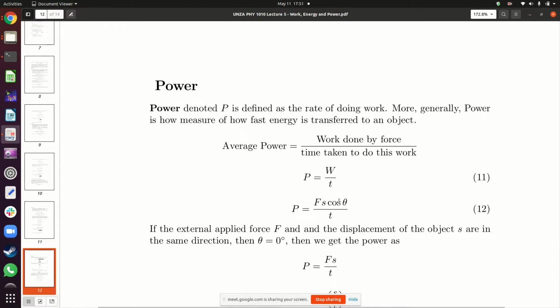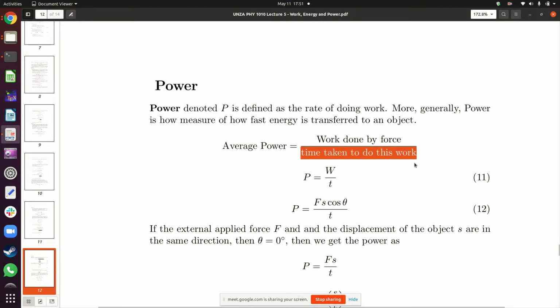Okay, if there are no other questions, then we move on to power. So what do we mean by power in physics? Basically, we are talking about how fast you are doing work. And what is work? Work is you transferring energy to another object. So when you are pushing or pulling this particular object, how fast are you transferring energy? And that's what we mean by power. What we are interested in is something called average power. Average power is equal to the work done by force divided by the time taken to do that particular work.